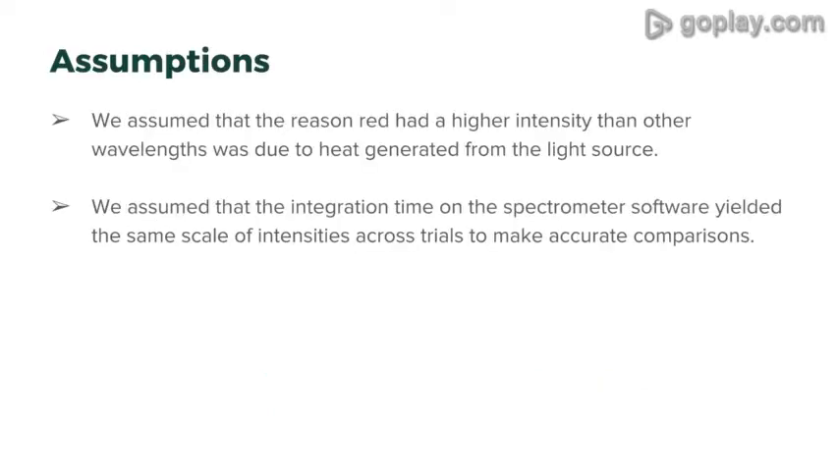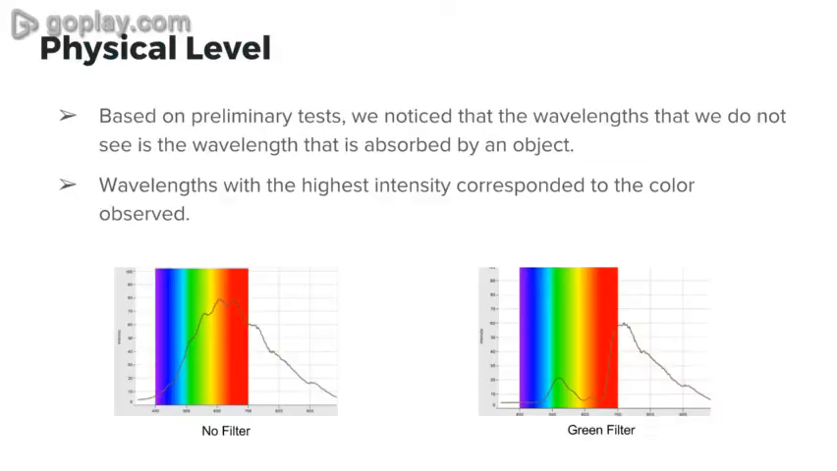As for assumptions, we assumed that the reason red had a higher intensity than other wavelengths was due to heat generated from the light source. We also assumed that the integration time on the spectrometer software yielded the same scale of intensities across trials to make accurate comparisons.